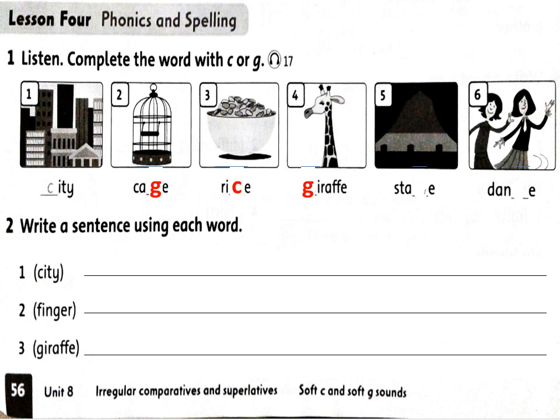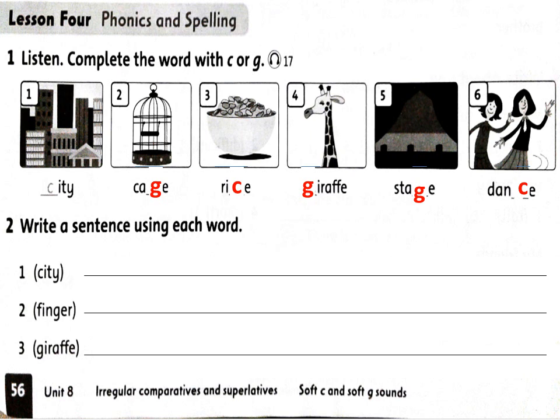Now number 5. Stage. Now combine the picture and pronunciation. Tell me C or G. G. Good. Now look at number 6. Dance. Now combine the picture and pronunciation. Tell me C or G. C. Good. Now let's move on to part 2.